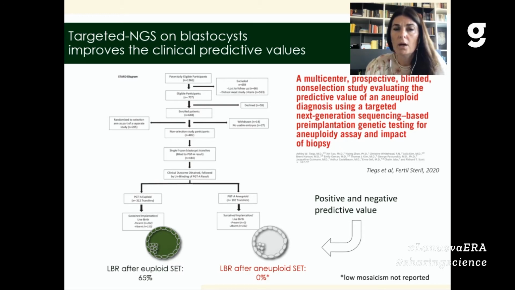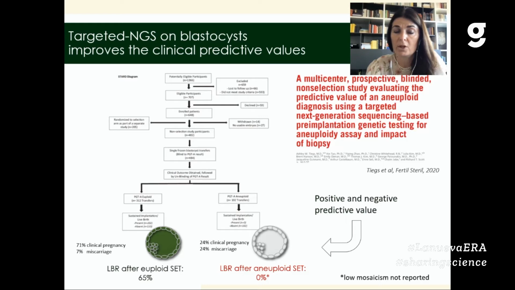Looking to the predictive value of PGT-A at the blastocyst stage, not reporting low mosaicism rates. So it's a beautiful prospective blind and not selection study. And what they have transferred is euploid blastocysts and aneuploid blastocysts. And what they obtained in the euploid group is 70% clinical pregnancy with only 7% miscarriage.